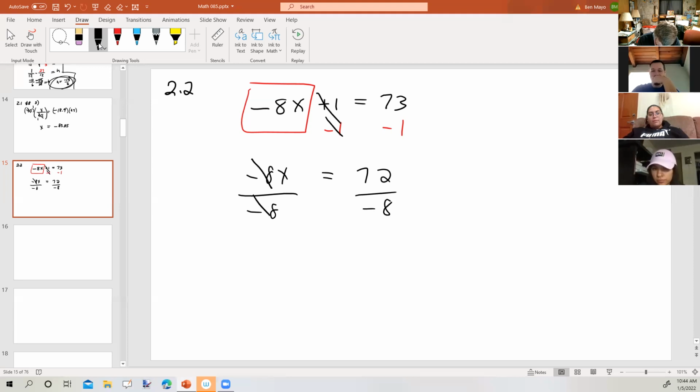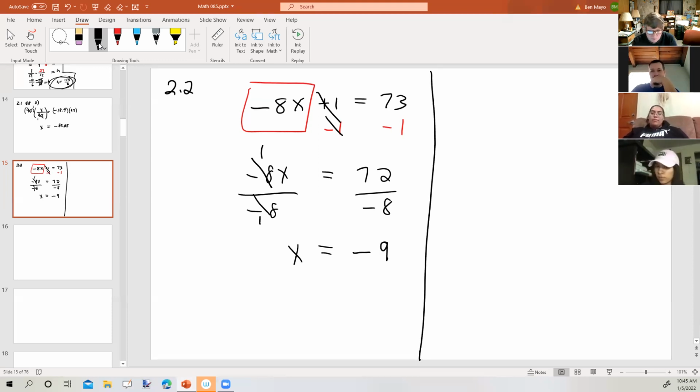The negative 8 over negative 8 reduces to 1 over 1. 1 times x is x. And on the right side, 72 divided by negative 8, positive divided by negative would be negative. 72 divided by 8 would be 9. So the answer, x equals negative 9. So we isolated the variable term, then we isolated the variable. Okay with that? Any questions there?